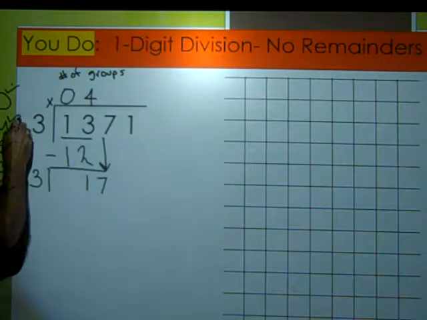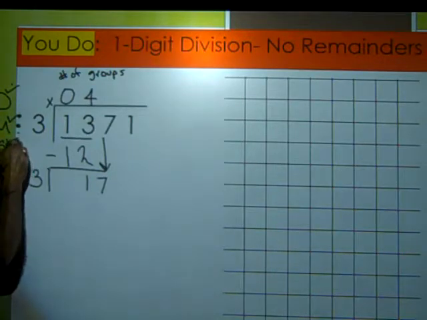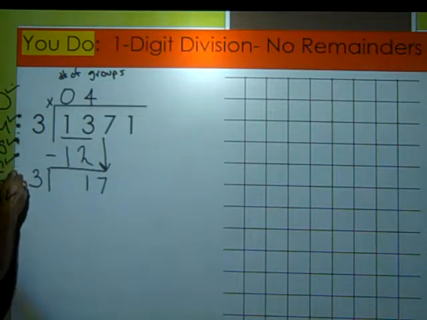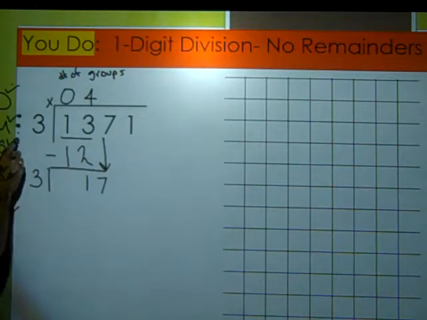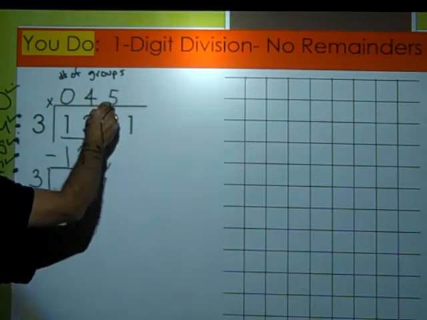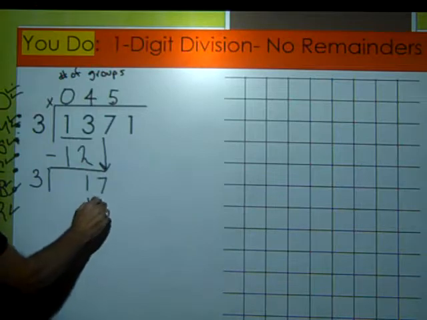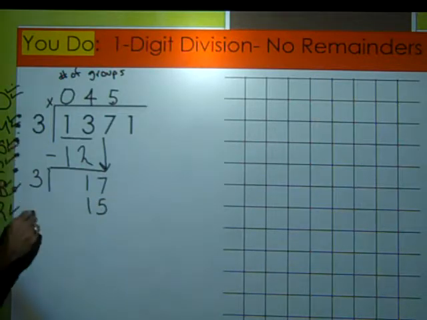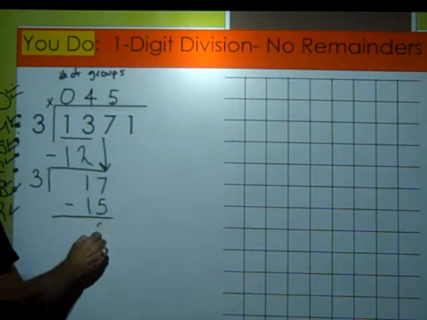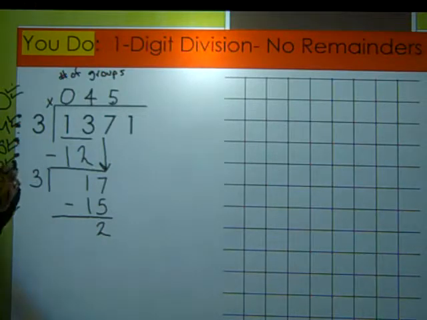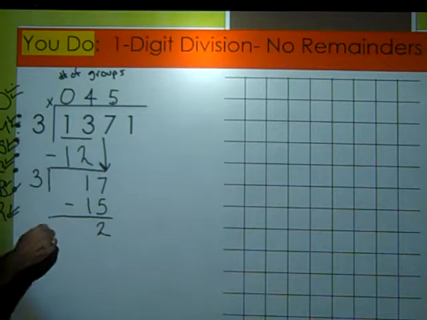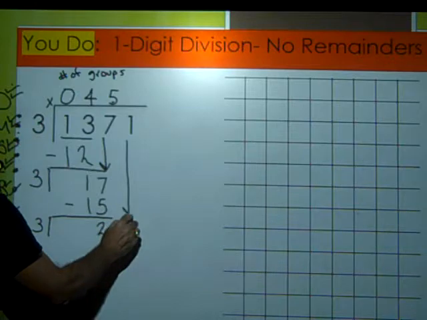If I count by 3s again, 3, 6, 9, 12, 15, 18. 18 is too much, so go back, 1, 2, 3, 4, 5 groups of 3. Multiply, 3 times 5 gives me 15, subtract, 17 minus 15 is 2. Check it, 2 is less than 3, that's correct. Rewrite the divisor, repeat the process, bring down the 1.